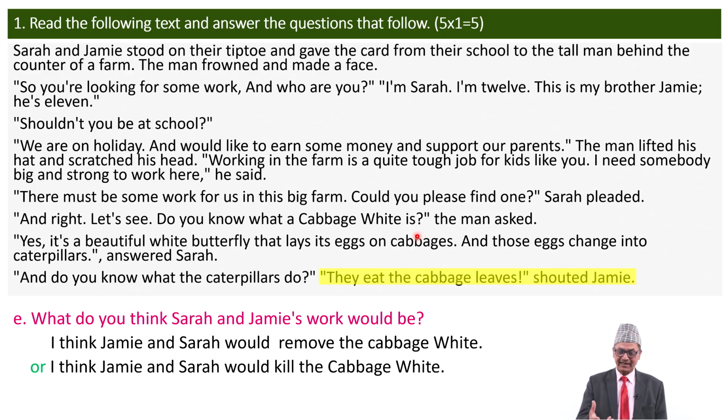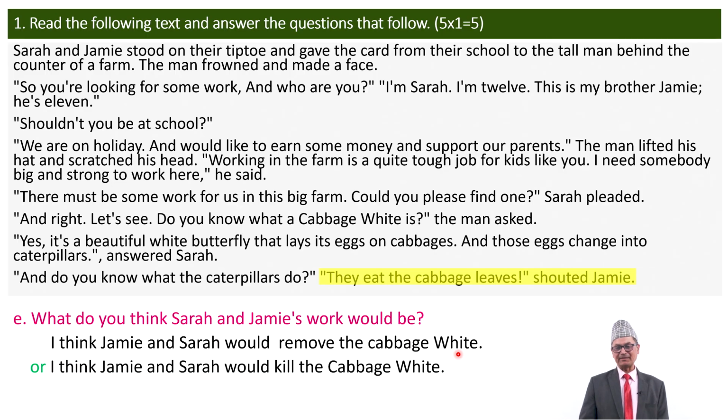So, you see, I'll repeat. In the beginning, I told you in reading 1, we have one type of question. The type of question given here is short answer questions. There will be 5 questions. Each question carries 1 mark. At the same time, I'll tell you, as far as possible, write the complete answer. For example, I think Jamie and Sarah would remove the cabbage white. You'll get the marks.